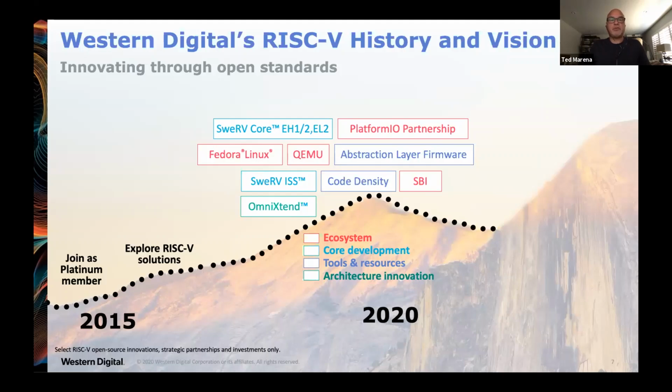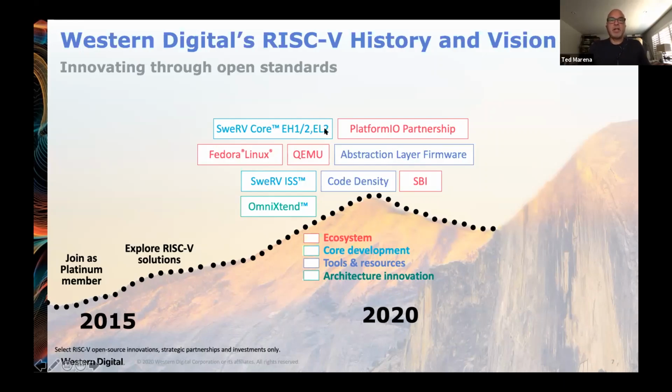There's a couple of different reasons, but we started way back in the 2014 to 15 timeframe. We joined as a founding platinum member and started looking at different solutions. There were a couple of different reasons, which I'll show you on the next slide, why we started getting into it.